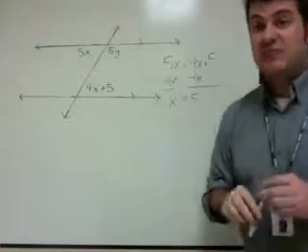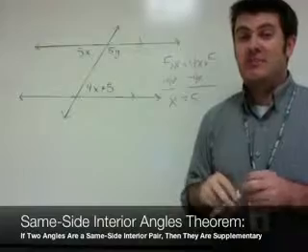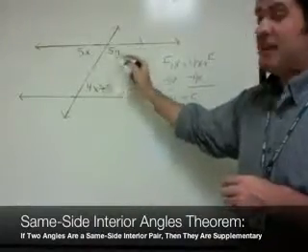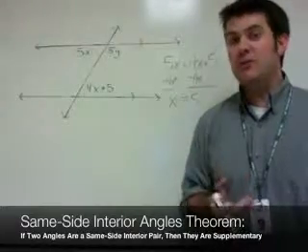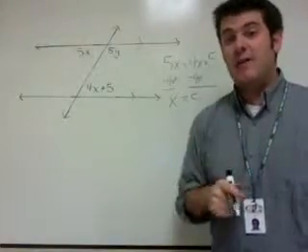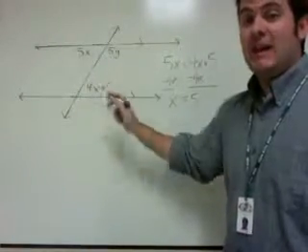To do that, we're going to use the same-side interior angles theorem. The same-side interior angles theorem says that if two angles form a same-side interior pair, then they are supplementary. That is, their measures add up to 180 degrees. So we're going to use that fact here. Now we know that x is 5, so we're going to plug that in for x here.